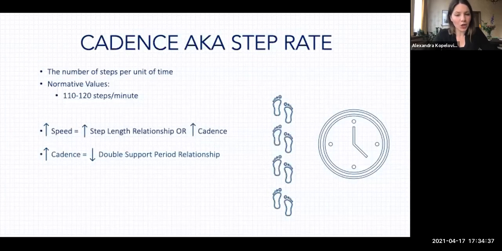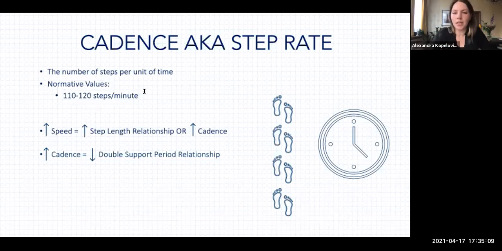Okay, let's take a look at our next value, which is cadence. It's also known as the step rate. Cadence is the number of steps taken per unit of time. Normative values typically for cadence would be 110 to 120 steps per minute. Some literature reports for it to be 90 to 120 steps per minute. Really depends on the individual, of course. Women tend to walk with shorter but faster steps. So it also varies between genders as well.